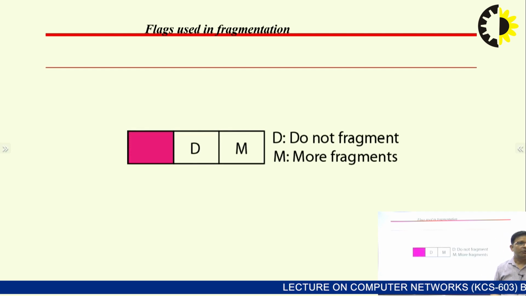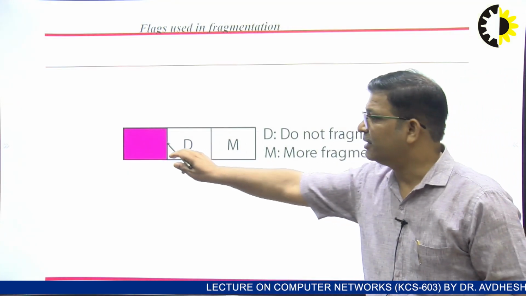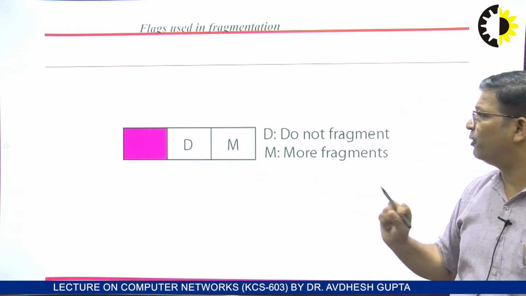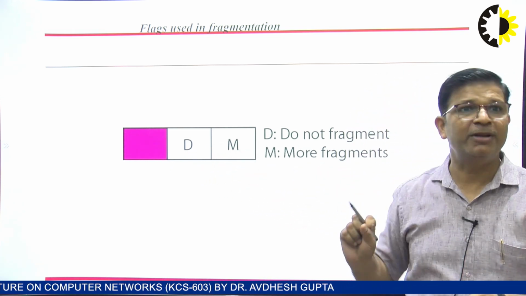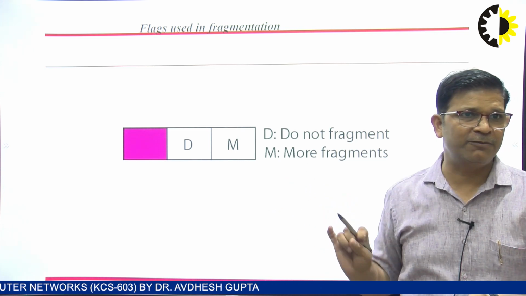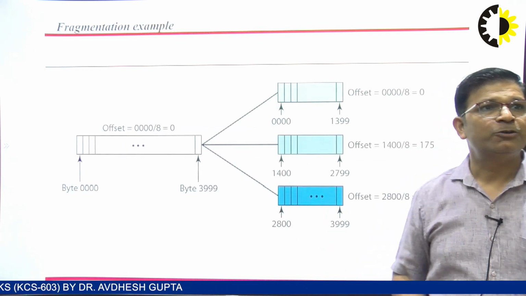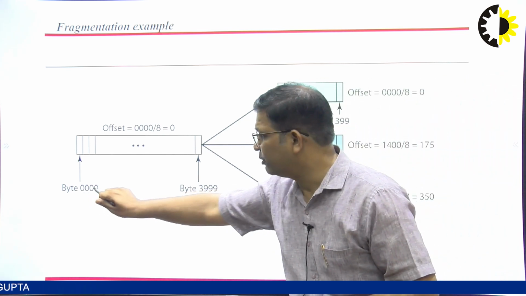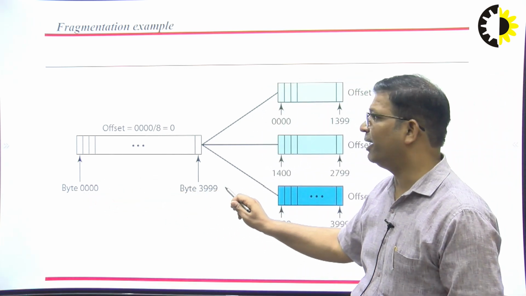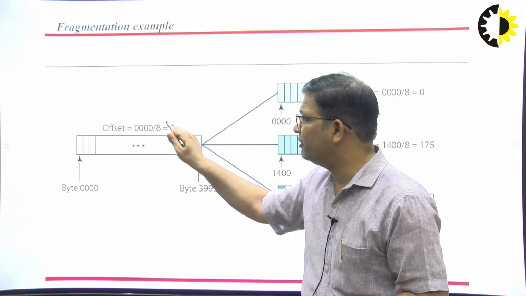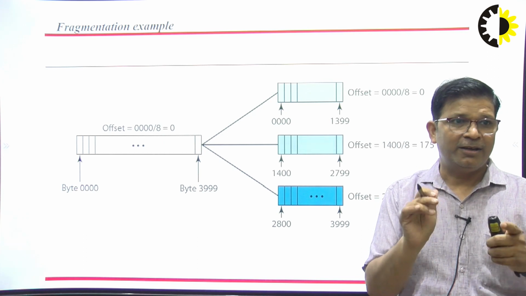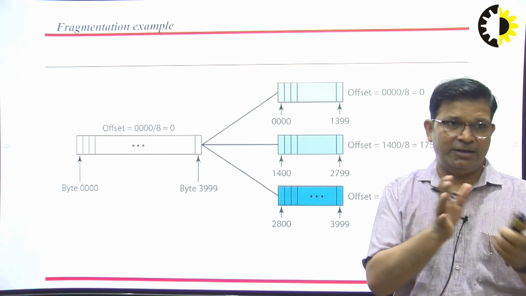The next field is 3 bits, where the first bit is unused, then D and M. D is for do not fragment, M is for more fragments. We will discuss various examples along with this. This is the fragment example with fragment offset. The bytes run from 0000 to 3999. The offset is always divided by 8, because we treat 8 bits as a byte.